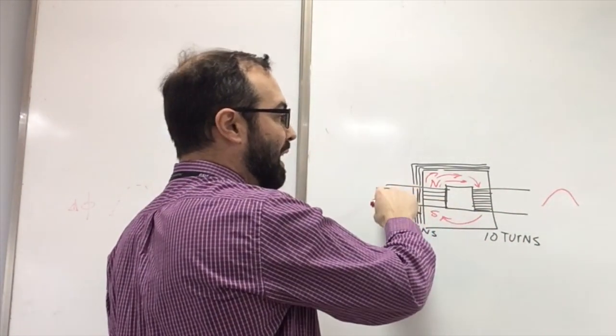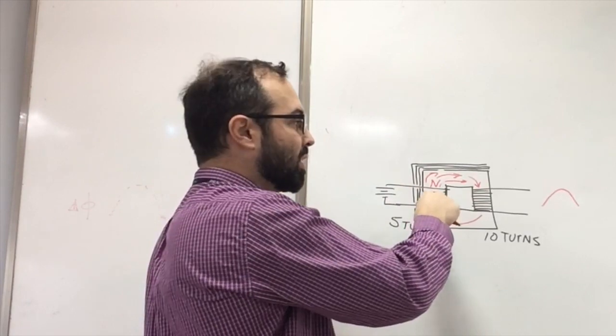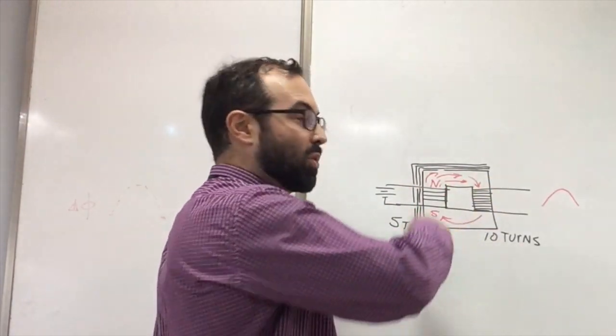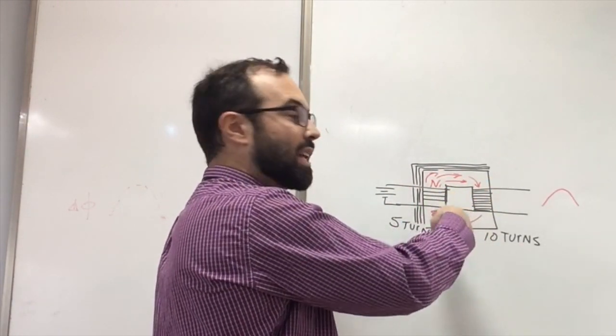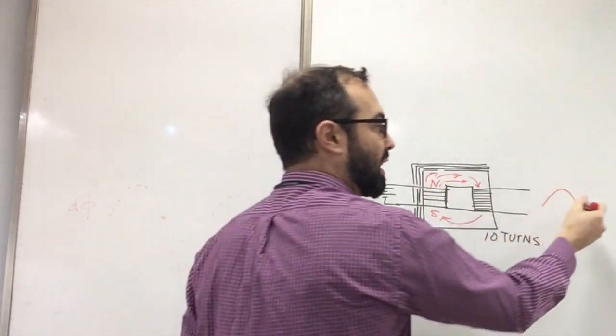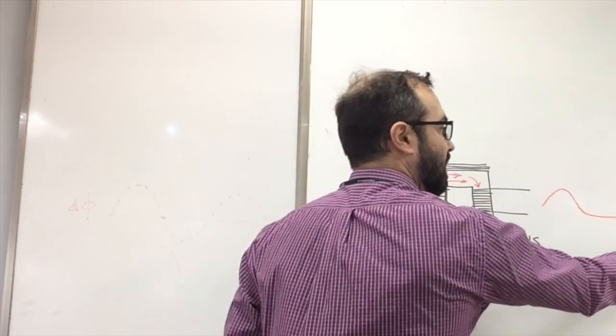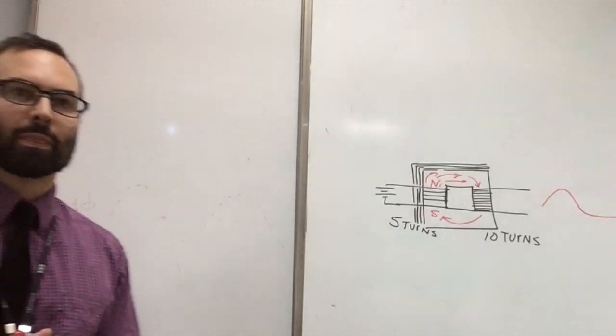But as that battery stays connected, it doesn't change anymore. It's now constant. There's a magnetic field there, but there's no change in it. So it actually drops off and doesn't do anything then.